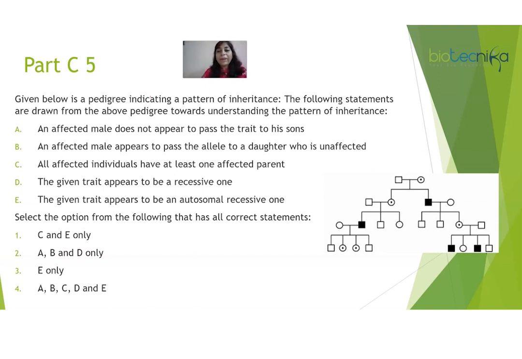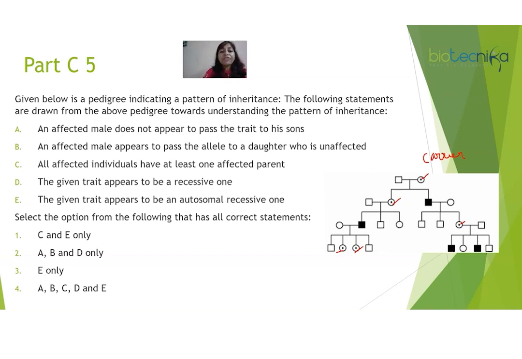Now in the pedigree, we know that when it is an empty square or circle, that means the individual is not affected. If it is a complete black square or black circle, that means the individual is affected. But when there is a dot inside, it means the individual is a carrier. Okay, so this one, they all are carriers.